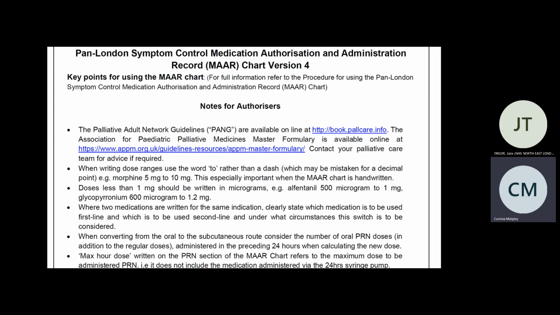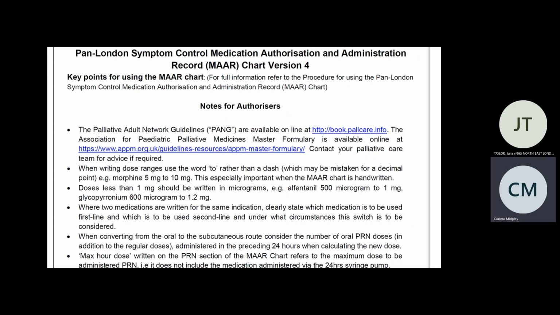Any drug where you want to authorise less than 1 milligram should be written in micrograms with the word micrograms in full, for example here. But if the drug is 1 milligram or more, you should be writing milligrams, as in here.